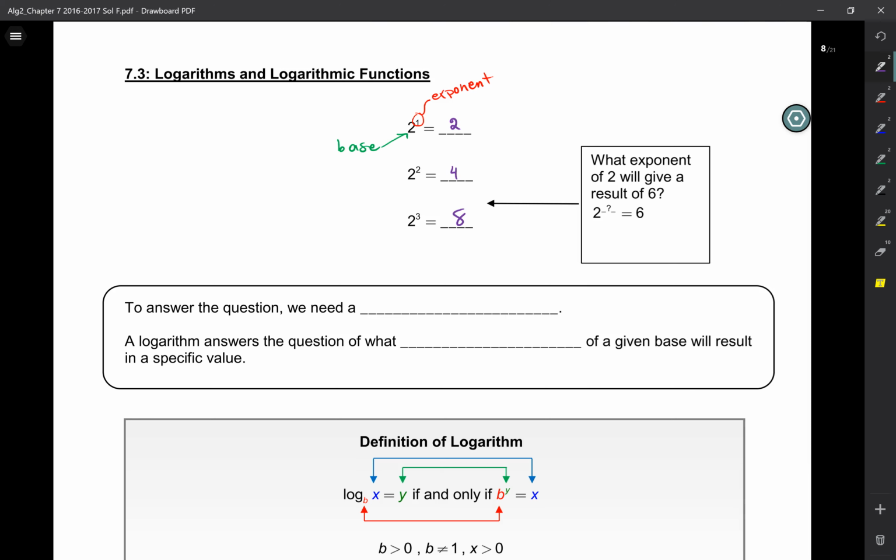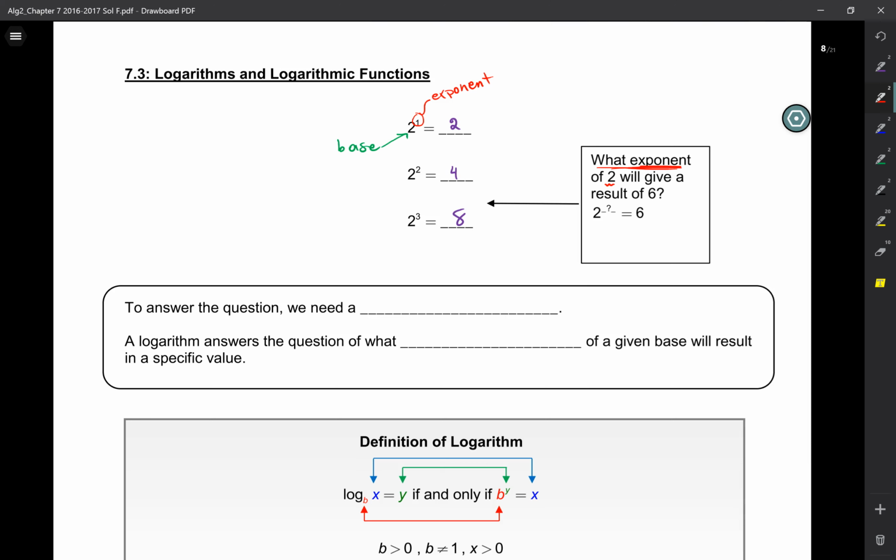So basically, what exponent of 2, right? So here's the question I'm asking now. What exponent of 2 will give me a result of 6? In other words, 2 to the power of what will give me 6? So what do you think? If 2 squared is 4 and 2 cubed is 8, what do you think that number looks like?